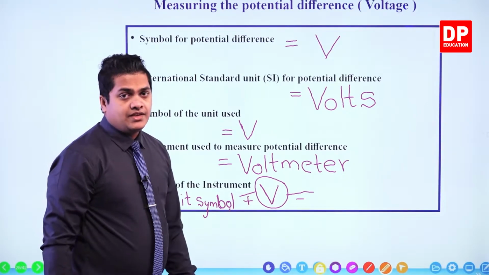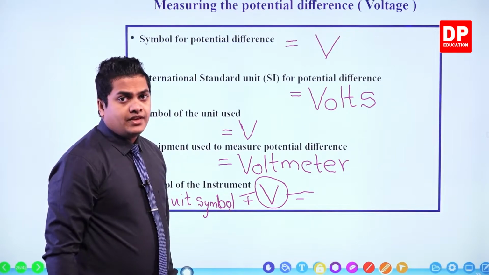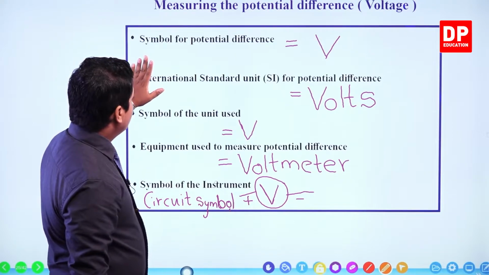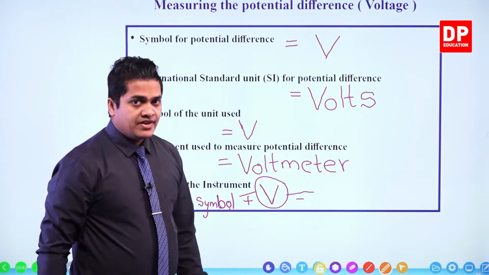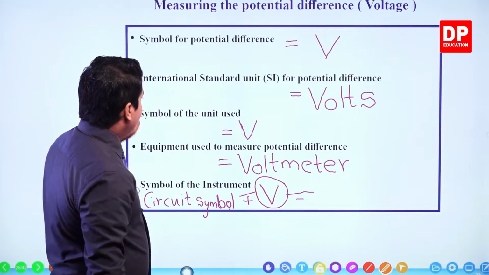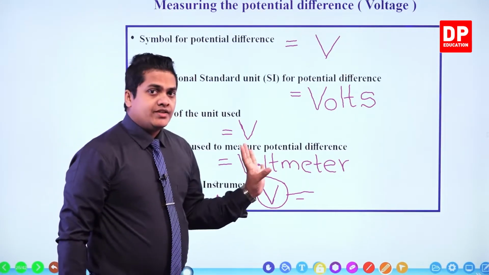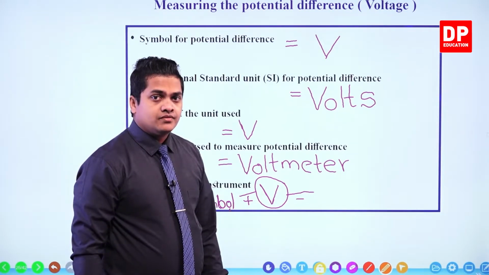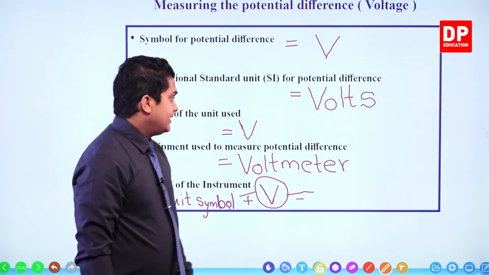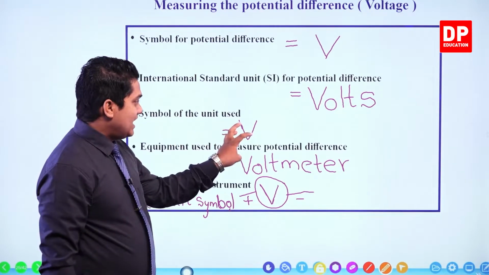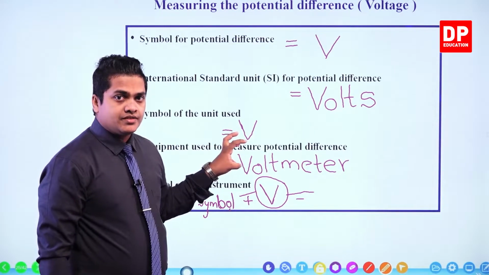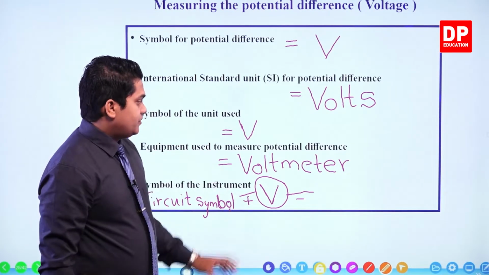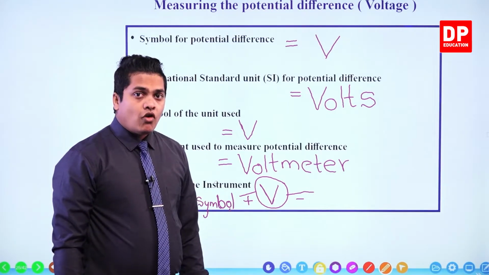So once again we'll see what are the things that we have learned about potential difference. The symbol for the potential difference is capital V. The International Standard Unit that we use to measure potential difference or the voltage is volts. Then we use capital V as the symbol for the unit. Then the equipment used to measure the potential difference is the voltmeter.